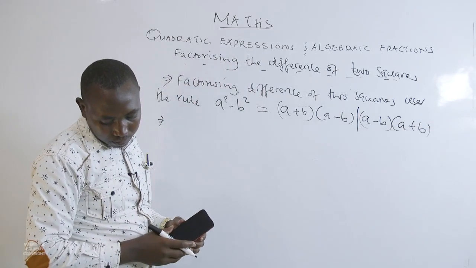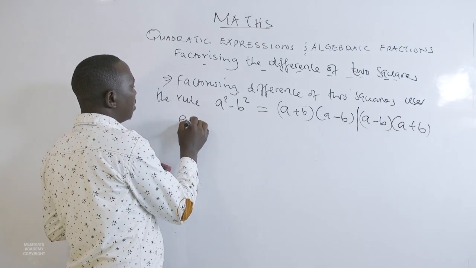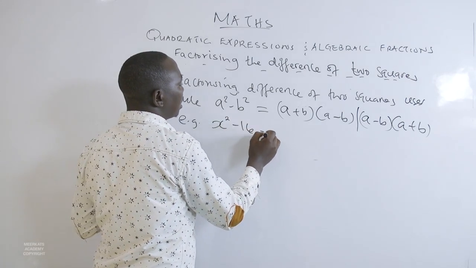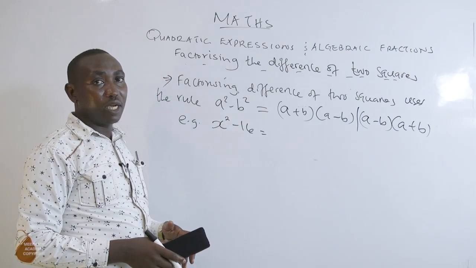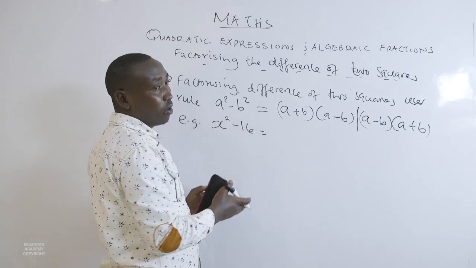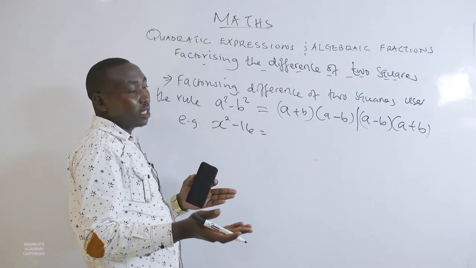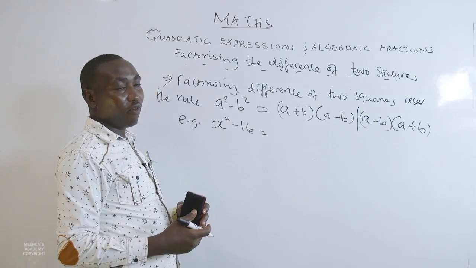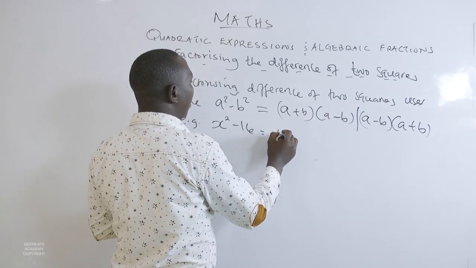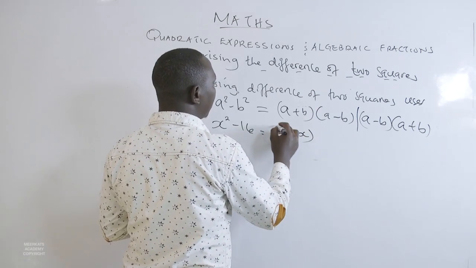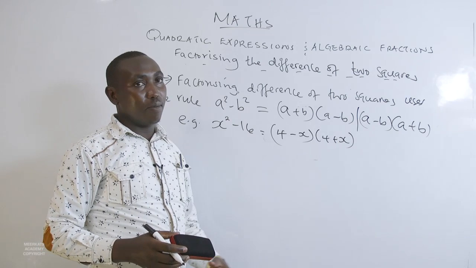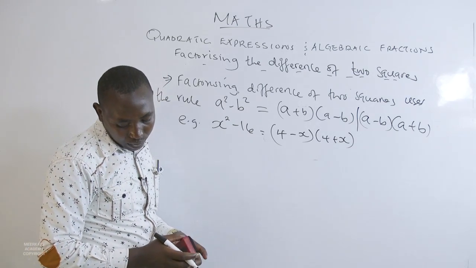Another example given is if you have x squared subtract 16, how do we end up with factorization of such? So you only need to know what is the square root of this first part and what is the square root of that. The square root of x squared is x. The square root of 16 is 4. So that means this will be x plus 4, x minus 4. So the only thing that differentiates them is the sign there.